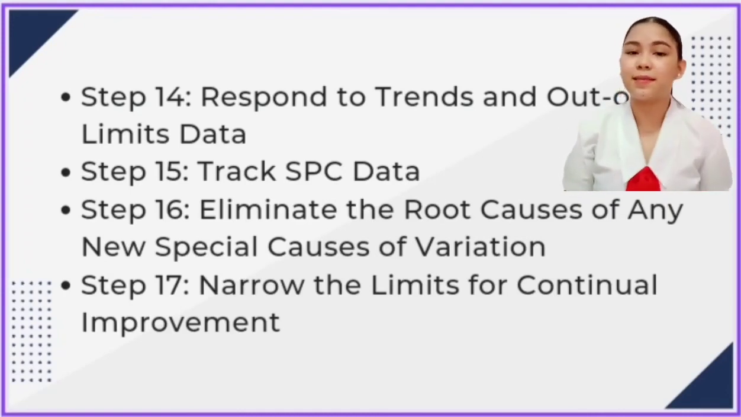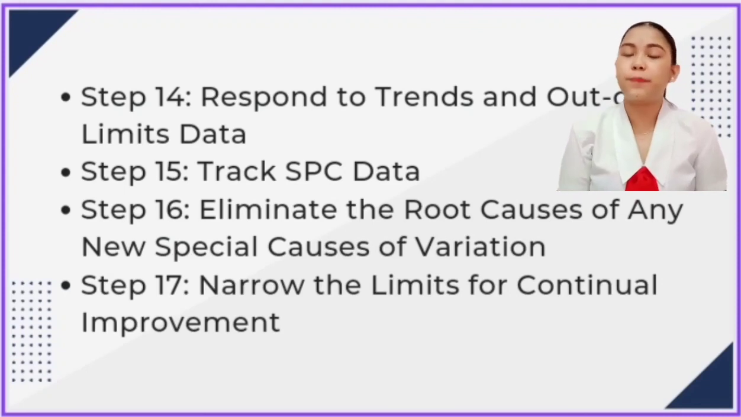And lastly po is Step 17. Narrow the limits for continual improvement. Ngayon po na under control na yung process at na-eliminate na yung special causes, time na po para accomplish yung mga improvements. Kung saan yung process average po is dapat nasa center ng specification average. Kasi po pag hindi po ganito yung case, kinakailangan pong i-limit yung mga improvements.